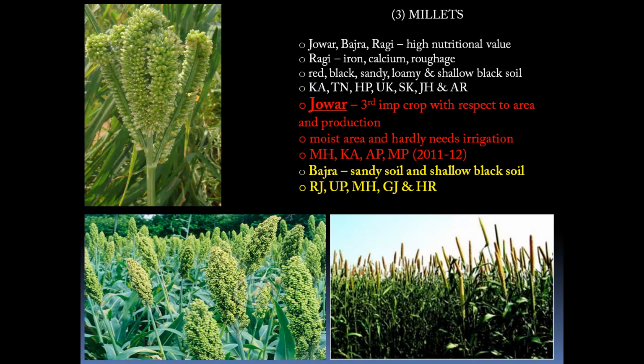Okay, then jowar. It is the third important crop with respect to area and production. First rice, second wheat, and third is jowar. Which kind of climate does it require? Moist area and hardly needs irrigation. It doesn't need irrigation. Okay, so there is no issue of water. Next, Maharashtra, Karnataka, Andhra Pradesh, and MP in 2011-12. This is the data of 2011-12. At that time, these states were so much ahead as compared with other states.